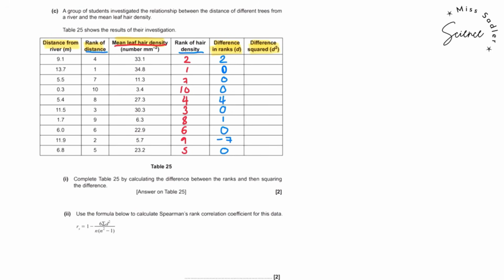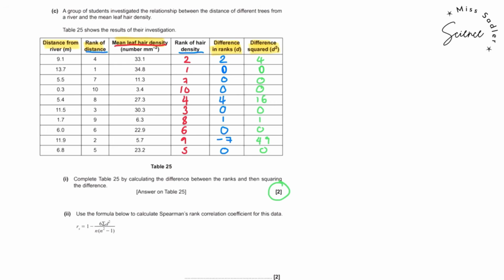So we're just going to go through and square all of those numbers. So 2 squared is 4, 0 squared is 0, 0, 4 squared is 16, 0 squared is 0, 1 squared is 1, 0 squared is 0, minus 7 squared is 49, and 0 squared is 0. So we have now done the working for the first 2 marks of the question.